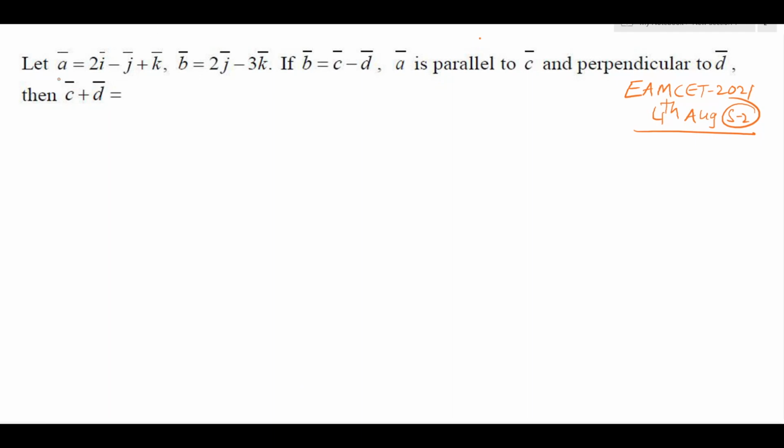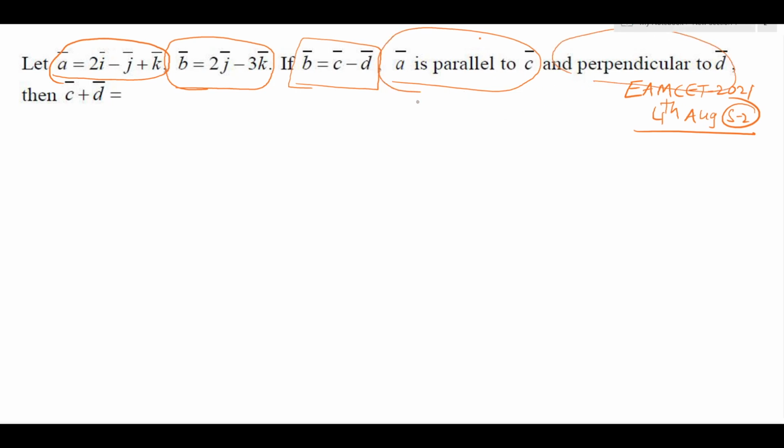Let a bar is equal to 2i bar minus j bar plus k bar, and b bar is equal to 2j bar minus 3k bar. If b bar is equal to c bar minus d bar, if a bar is parallel to c bar and perpendicular to d bar, then c bar plus d bar is equal to dash. This is Eamcet 2021, 4th August shift 2 question.